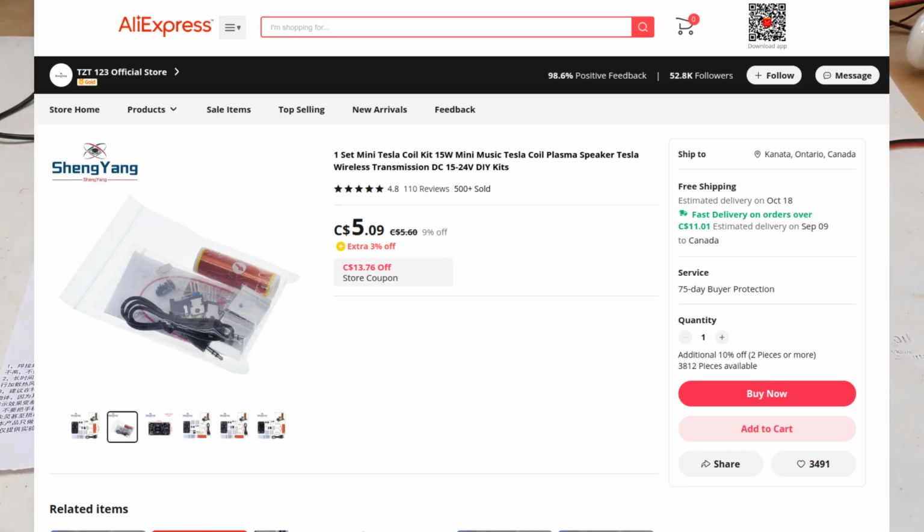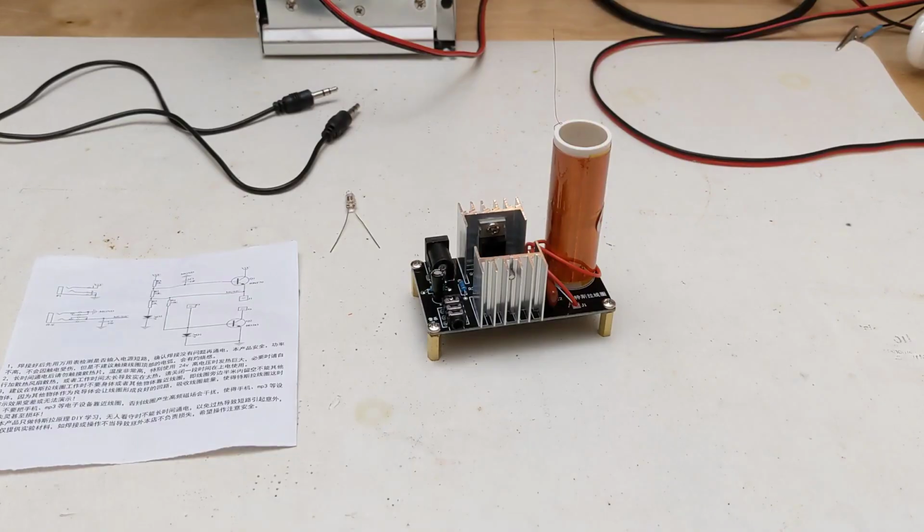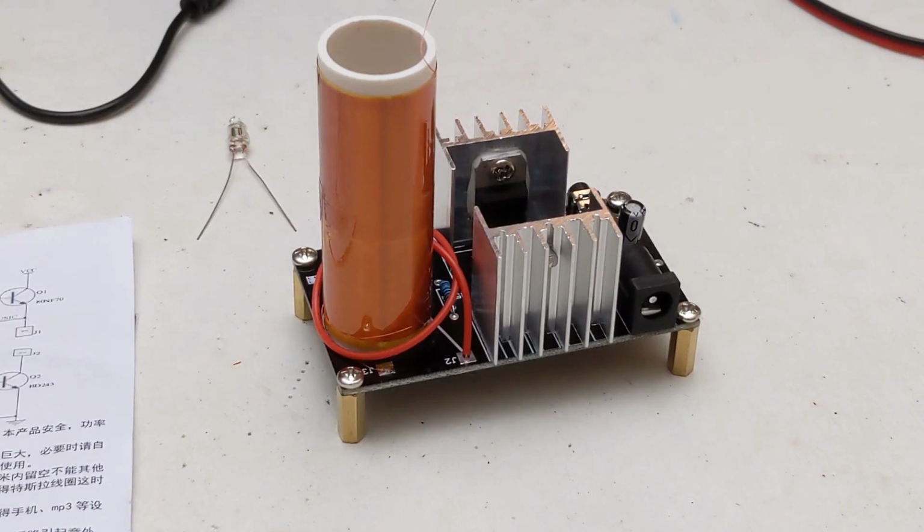My kit cost just under $5 Canadian from AliExpress with free shipping. It arrived from China in the mail in about 3 weeks. It included all parts, including an audio cable and a small neon lamp to test it. It went together quite easily. There were a few discrepancies in the part values versus the instruction sheet, which Google Translate did a pretty good job at translating. I had to bend the leads of one capacitor to fit the holes in the board.